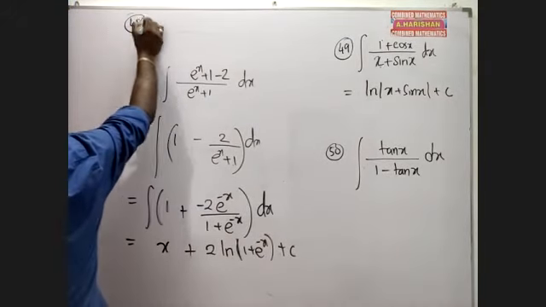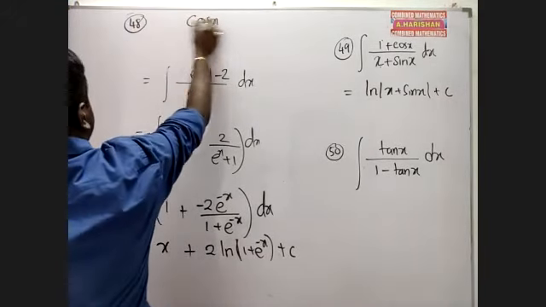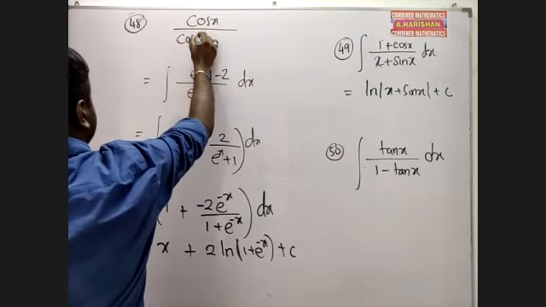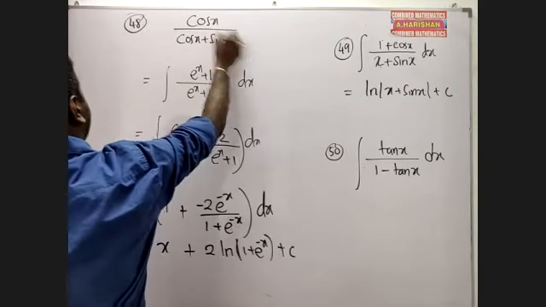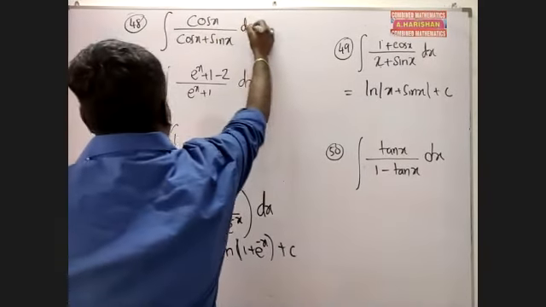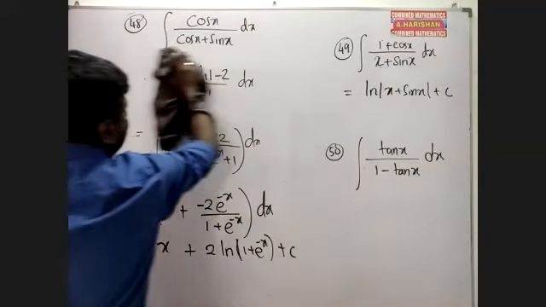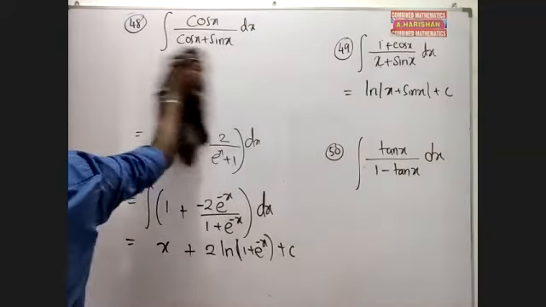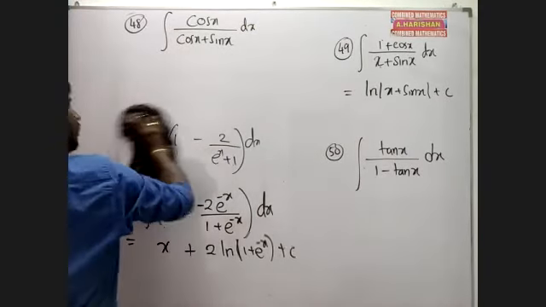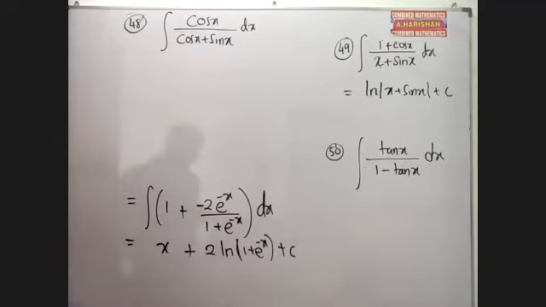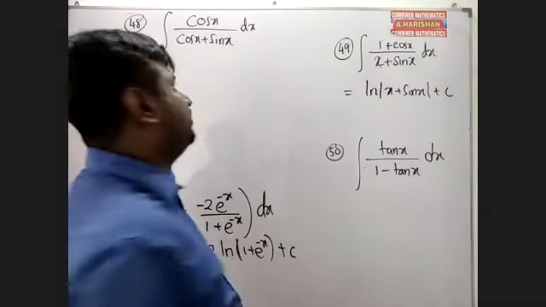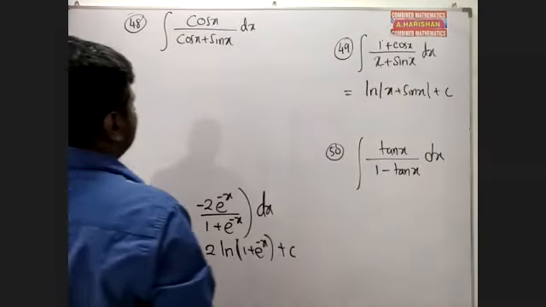That is cos x over cos x plus sin x. There you are. How to do this one? Cos x over cos x plus sin x. So there is an interesting thing you have to do here. Do now.